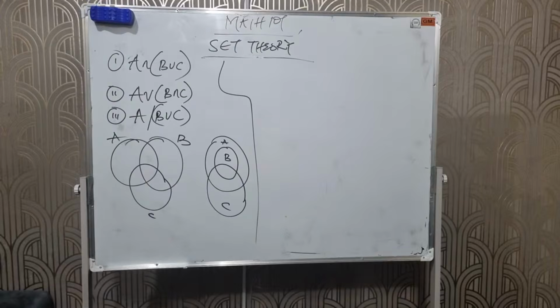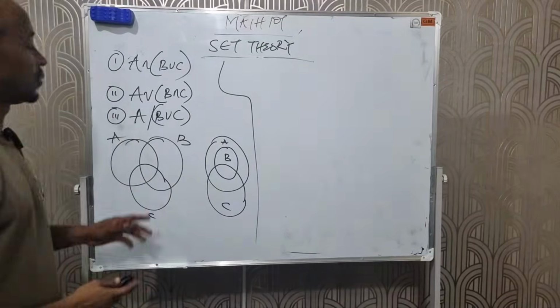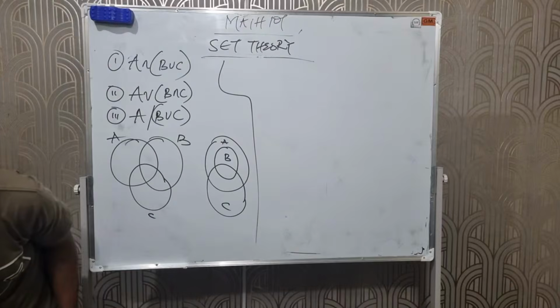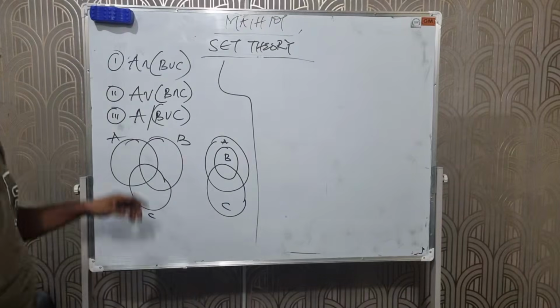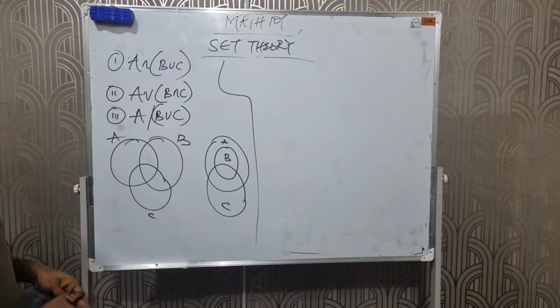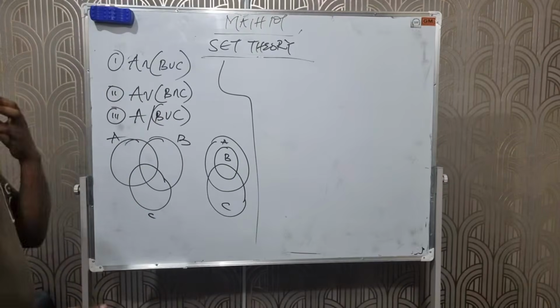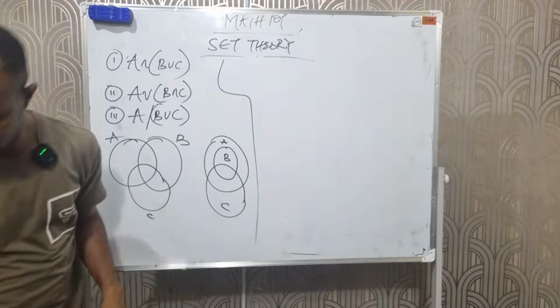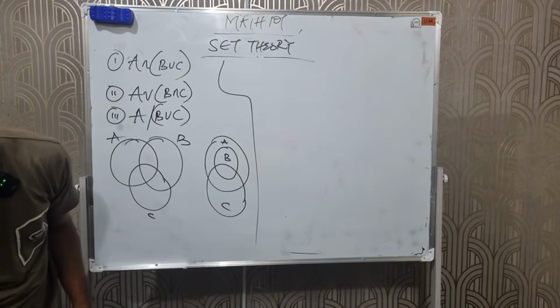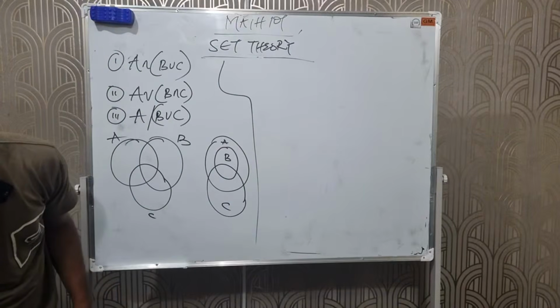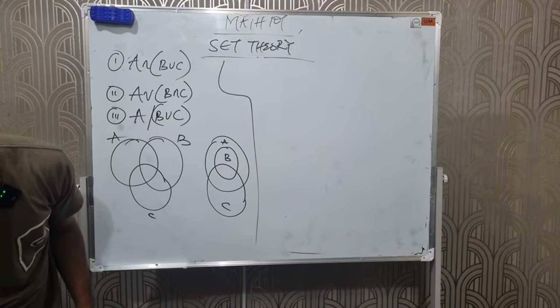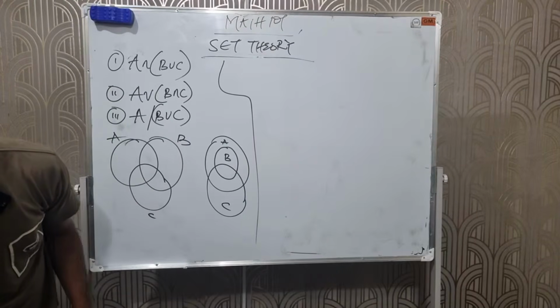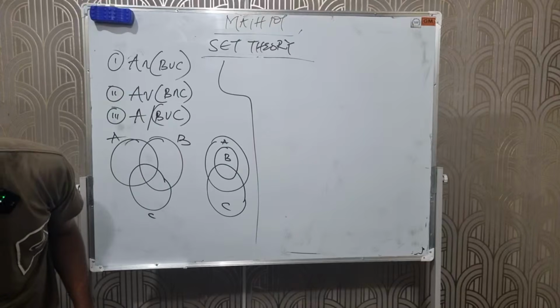Now let's look at this question together. We are told that in each of the Venn diagrams below, shade A intersection B union C. This question came out, I think, in your manual, and they might repeat this in your exam. I hope you are aware. So let's see how we can solve this together. This is one of the simplest questions you can ever see in the exam.